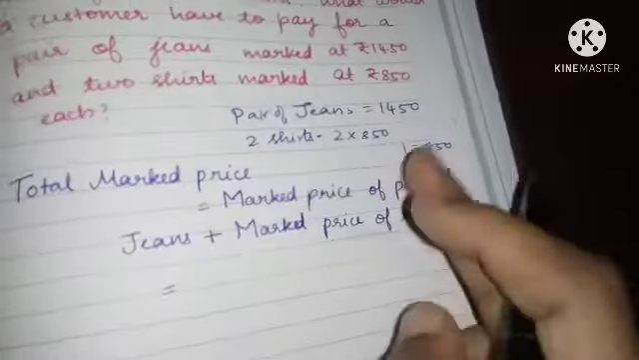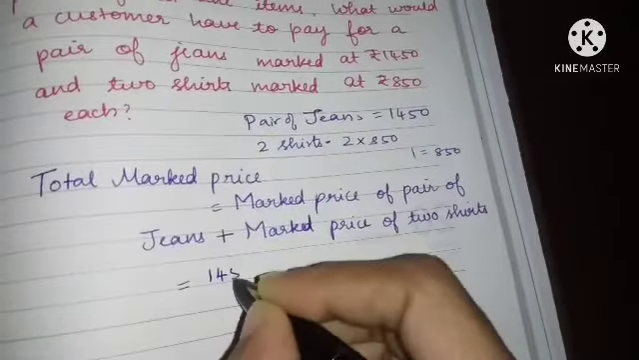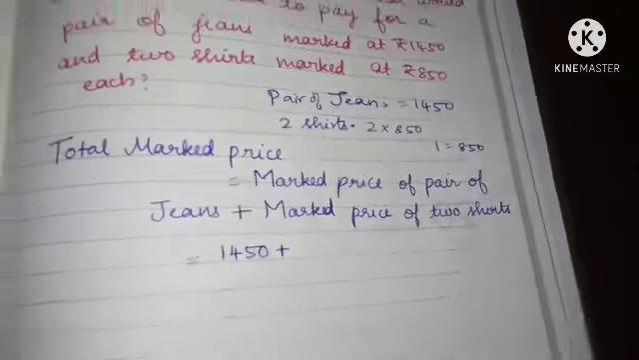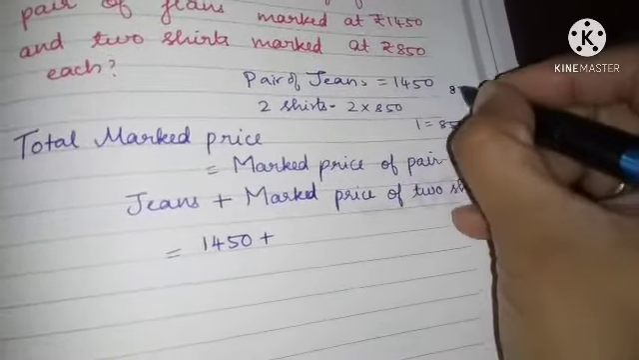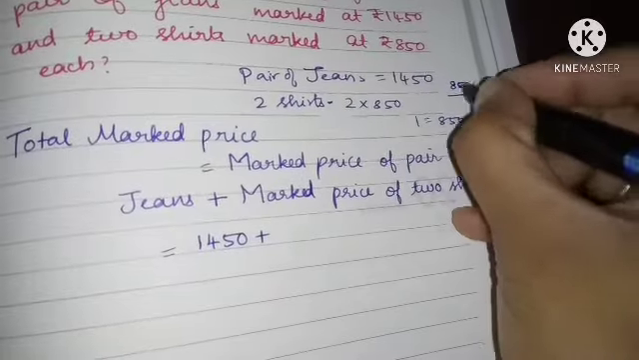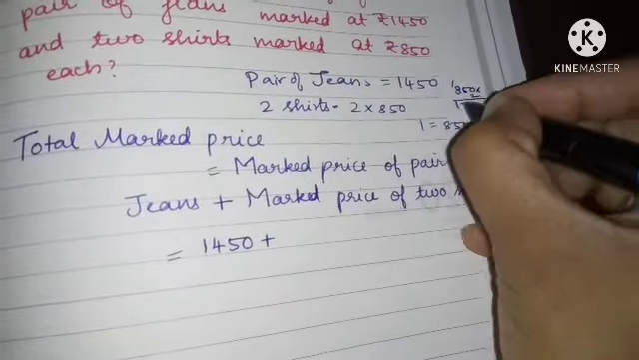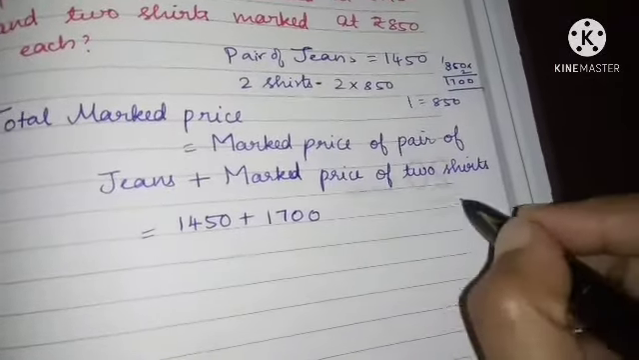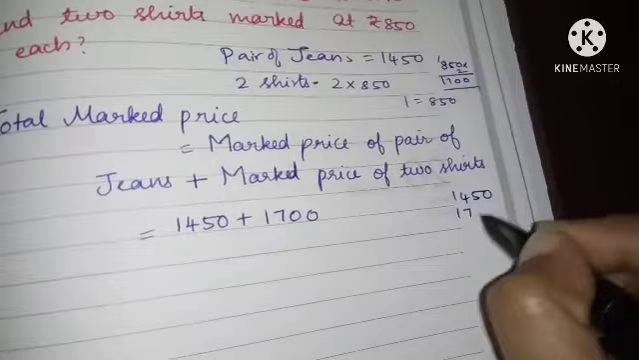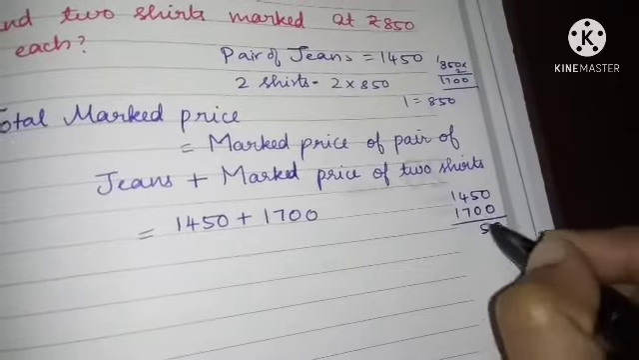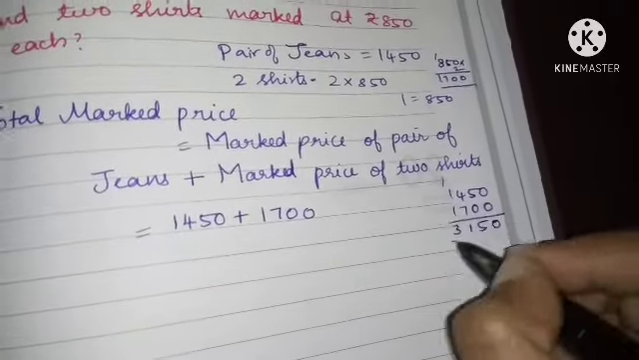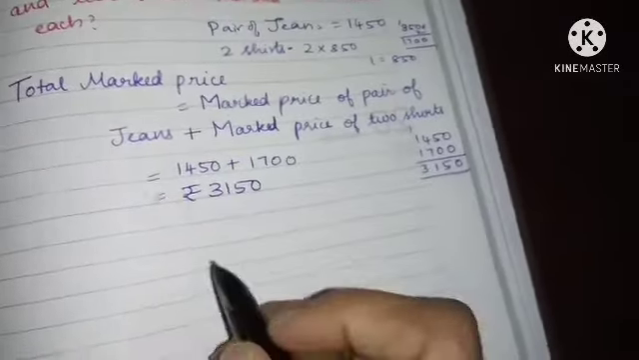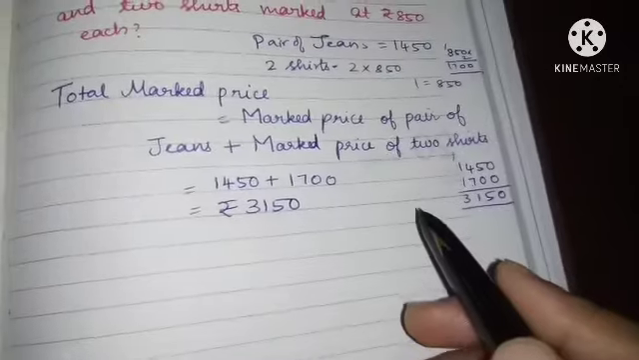What is the marked price of a pair of jeans? 1,450 plus the marked price of two shirts. 2 into 850 is 5 2s are 10, 8 2s are 16, 17, 1,700. So now we should add both: 1,450 plus 1,700. 0, 5, 1, 3. So rupees 3,150 is the total marked price.